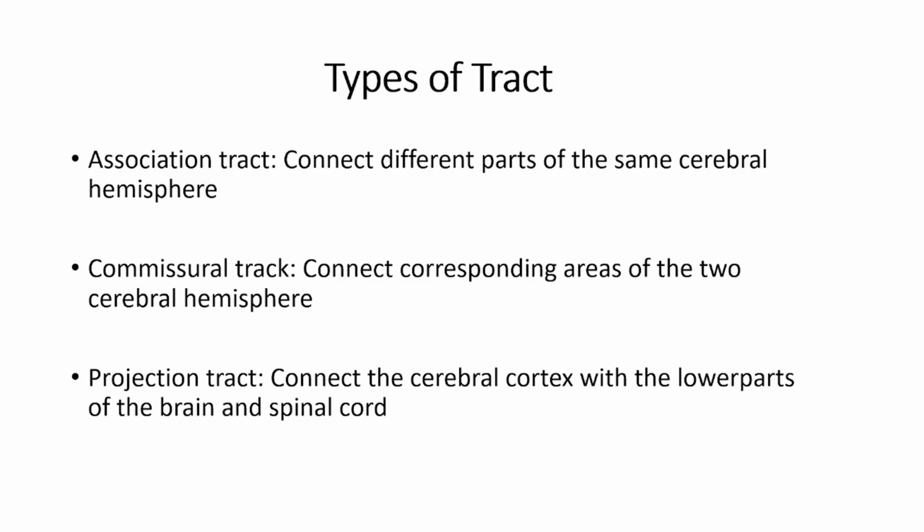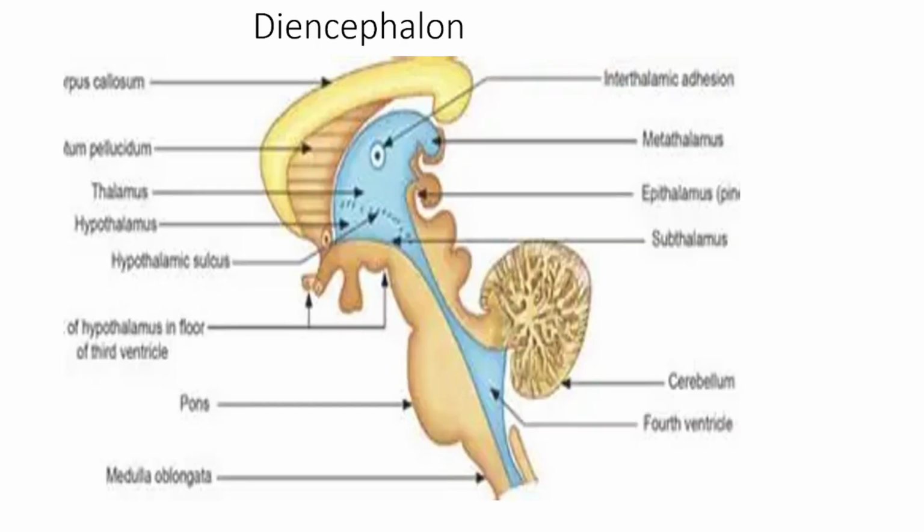An example of a projection tract is the internal capsule. We also have the corona radiata, and we also have the optic radiation. All of them are examples of projection tract. Okay, so let's move to the diencephalon.